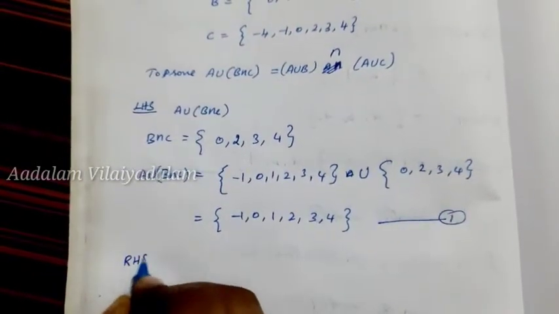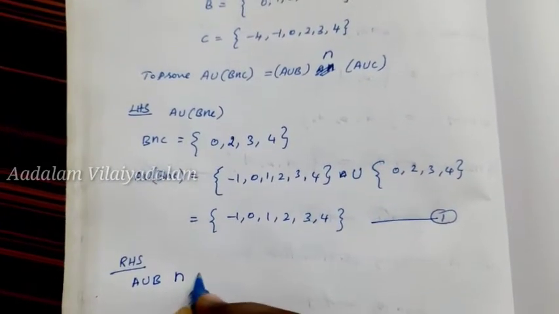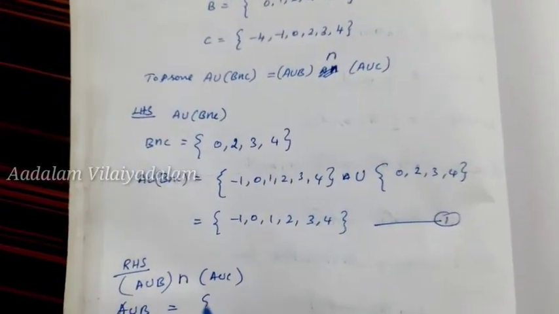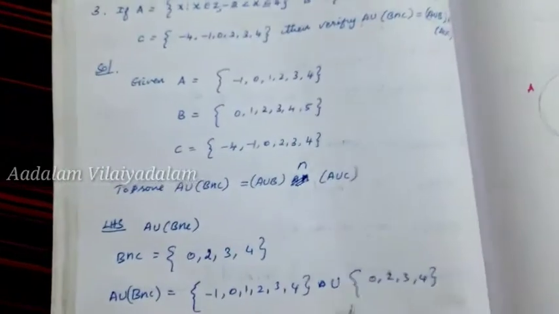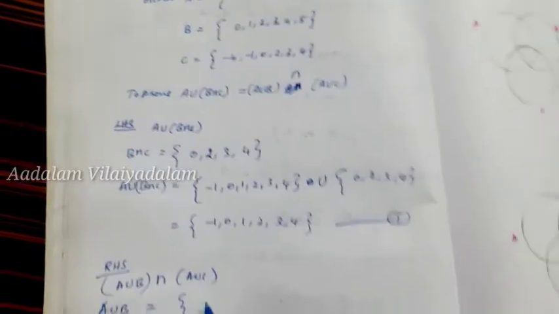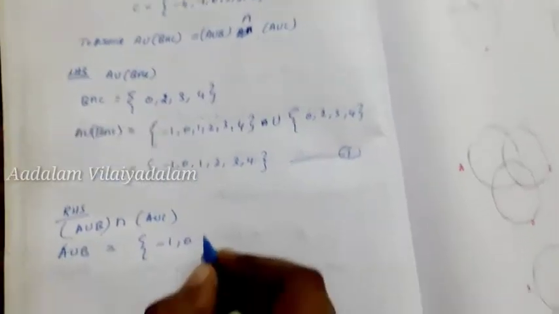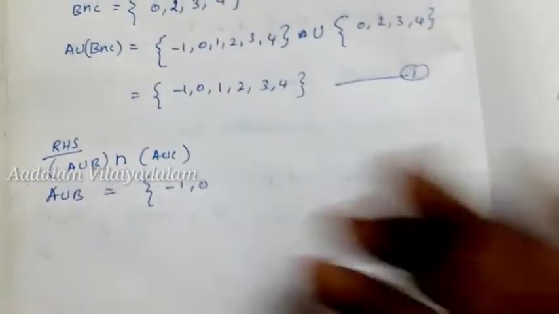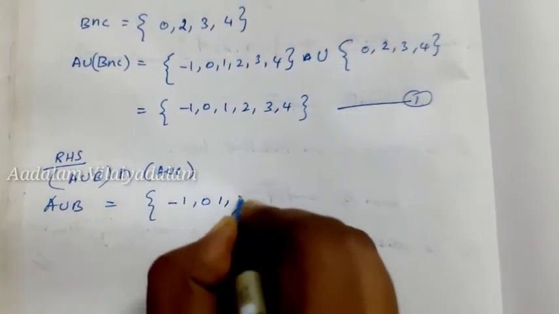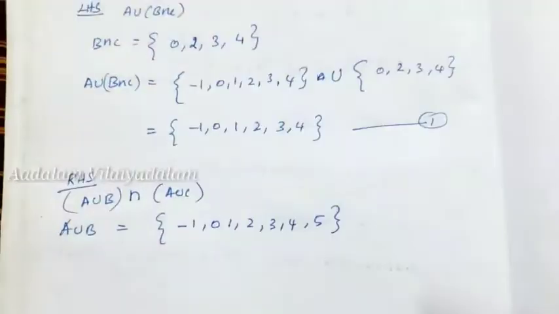And let's move to the right hand side, that is A union B intersection A union C. So let's find A union B. So join the elements of A and B and write it. That is minus 1, 0, 1, 2, 3, 4 and 5. Okay, so up to 5 we need to write.